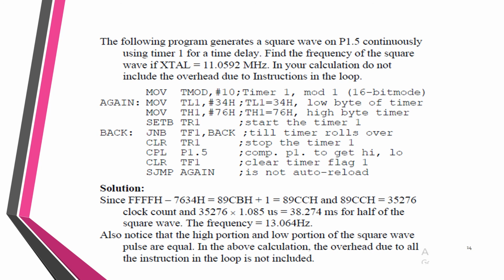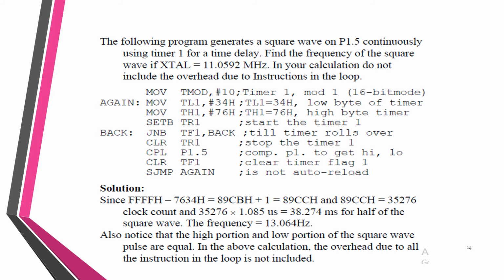So the port bit P1.5 we are supposed to use. We want to complement it because we want a toggling square wave effect, so once it is 1, then 0. Then clear TF1 and repeat in the loop. It is going to repeat itself. It is not auto reload, so you have to pass on the values, and it again goes back once again to MOV TL1, #34H, and so on.